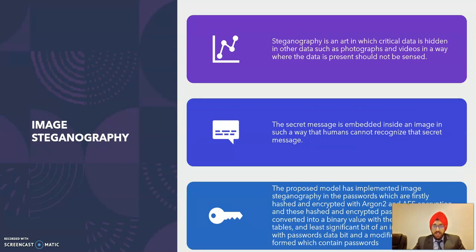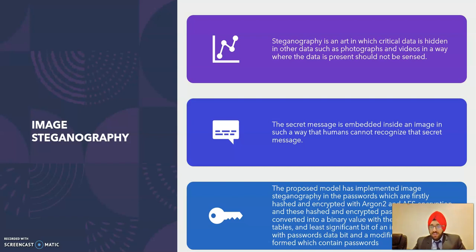And let's move forward to image steganography. As we all know, cryptography, or encryption, is a process of converting plain text into ciphertext. In the same way, steganography is a process of hiding secret data inside a file, such as an image, video, or anything. So in this, the secret message, that is our password, has been embedded inside an image using image steganography with the LSB technique.